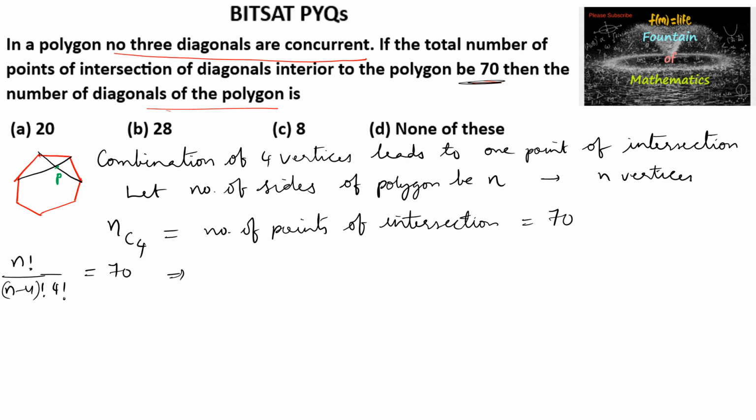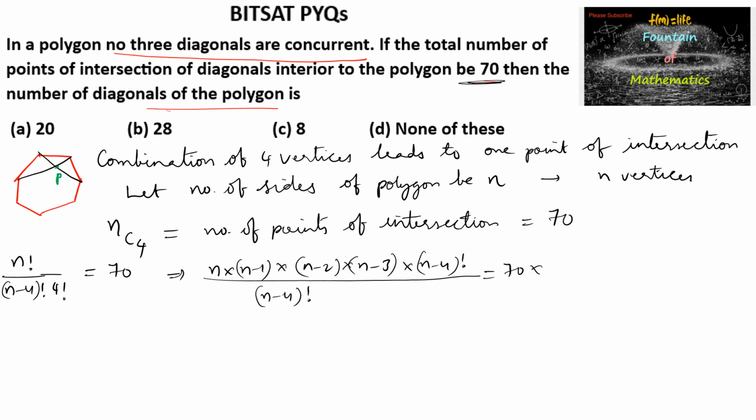which is equal to 70, or we can write n into n minus 1 into n minus 2 into n minus 3 into n minus 4 factorial upon n minus 4 factorial is equal to 70 into 4 factorial. So we can cancel n minus 4 factorial. So n into n minus 1 into n minus 2 into n minus 3 is equal to, let us simplify here, 70 into 24. So we can write 7 into 2 into 5, and 24 we can write as 8 into 3, that is 2 into 2 into 2 into 3.